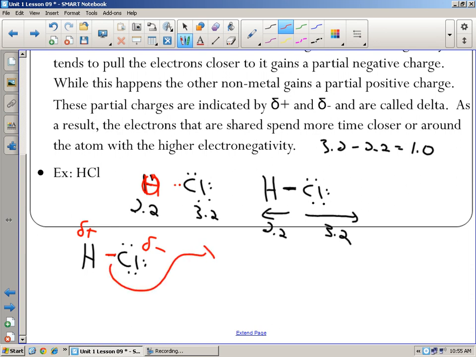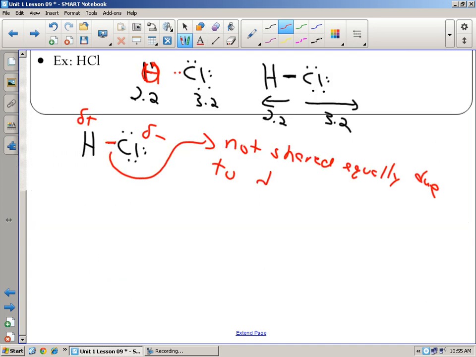So right here I'll put not shared equally due to difference in EN values. Okay? The atom with the higher electronegativity, it's a fancy word, the one with the higher EN value always is the partial negative. Okay? So electrons get pulled closer to chlorine. Chlorine gains a little bit of a negative charge. Hydrogen gains a little bit of positive charge.